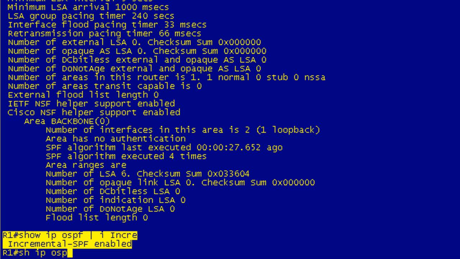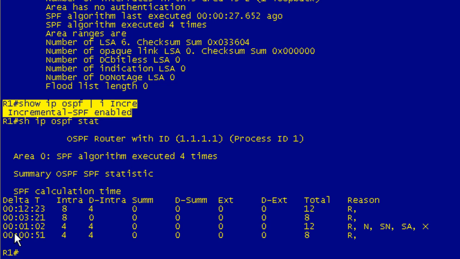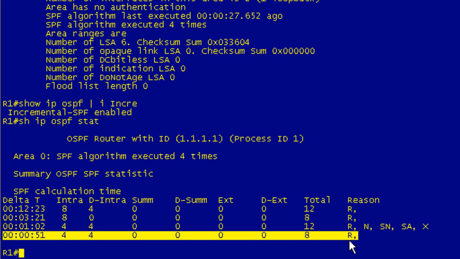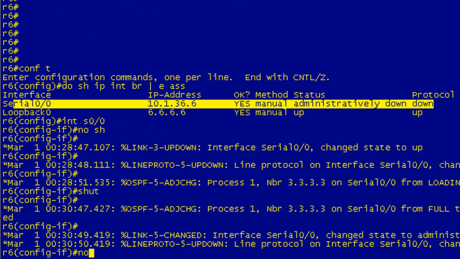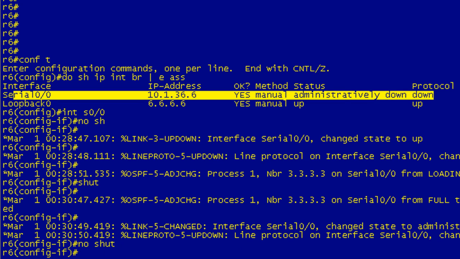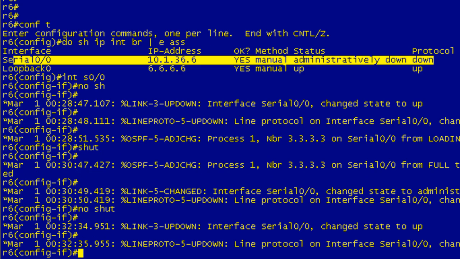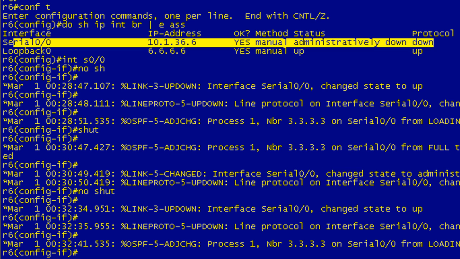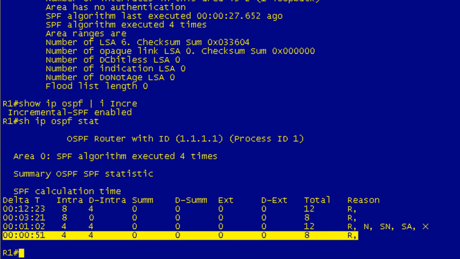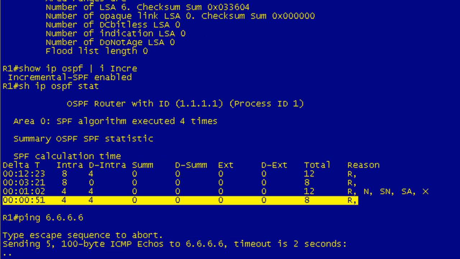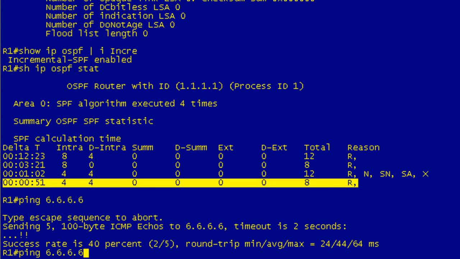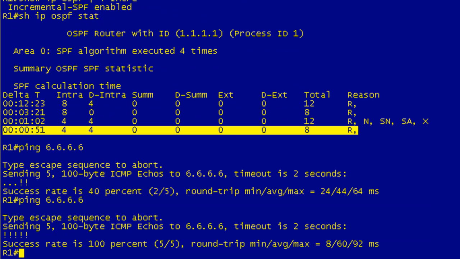So we do show IP OSPF statistics. This is our last change right here, and that was when we shut down that interface. So now we're going to go back over to R6 and do a no shut, and we'll wait just a second here. We should see the interface come up, which we do. Protocol comes up, and now we're just waiting for our OSPF adjacency, and there you go. So now if I go over to R1, I should be able to ping 6.6.6.6, which is the loopback address of, see that? It's still thinking. There we go. Got it. All right, so we now have that route, which means we should have built our SPT, our shortest path tree.